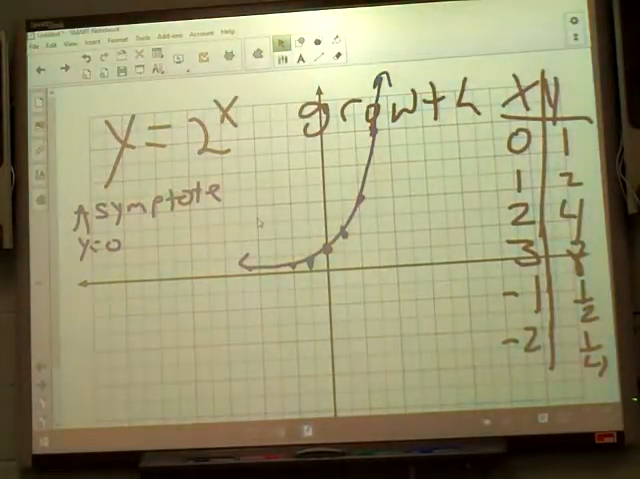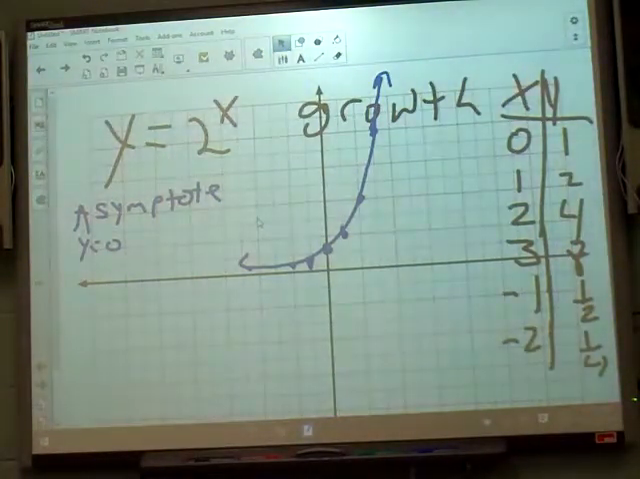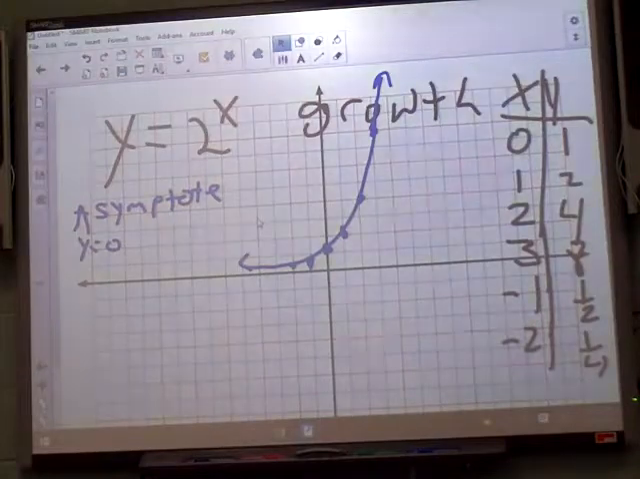After you get a graph that looks like ours, go look at your table and check your points.